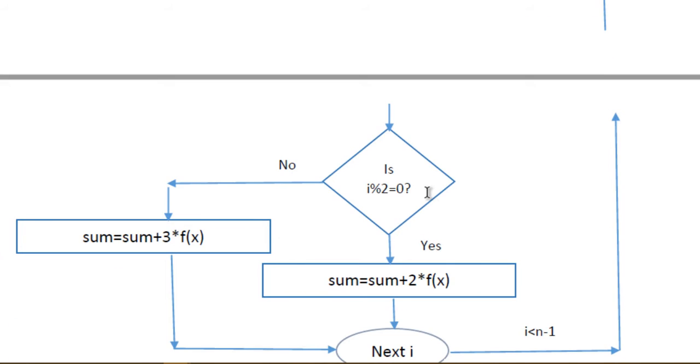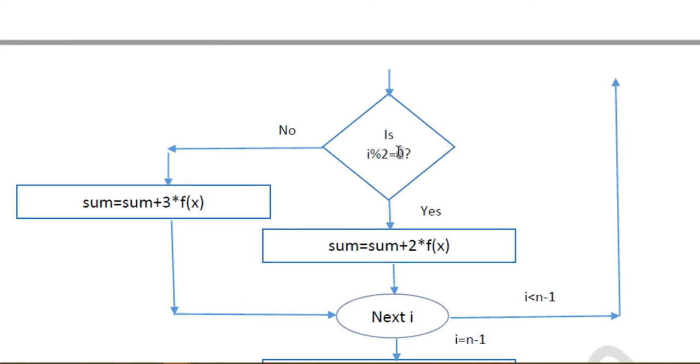This time I'm checking whether it is a multiple of 2 or not, which is wrong. I think I made a mistake right here while making this. So we should be checking whether it is a multiple of 3 or not. Let me just add this comment right here. It should be 3 and not 2. So we check whether i is a multiple of 3 or not.